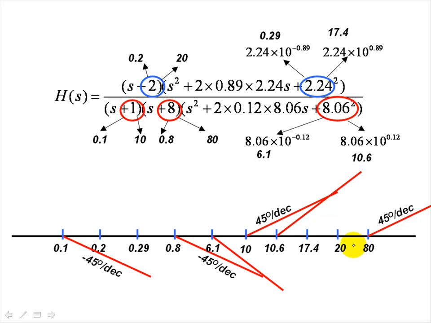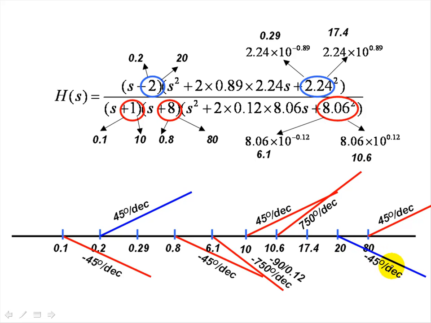The slope is 90 divided by 0.12. That is 750 degrees per decade. For the 0 at 2, slopes at 0.2 ascending, it is a 0, and at 20, descending at 45 degrees per decade. For the complex pair at omega naught, 2.24, slope at 0.29, ascending because these are zeros, and descending at 17.4. The slope is 90 divided by 0.89, that is 101 degrees per decade.